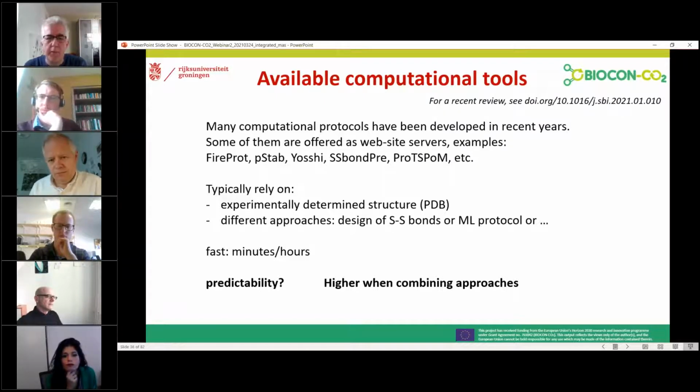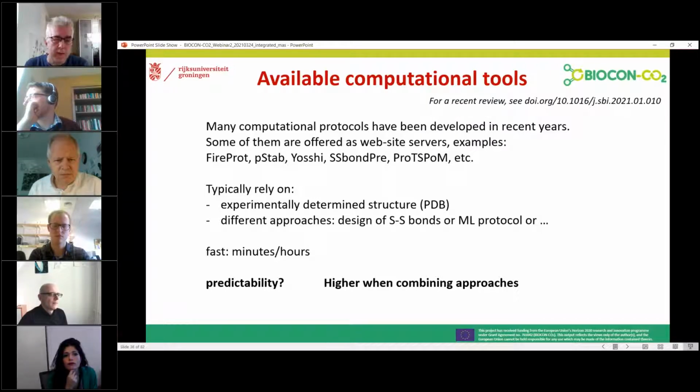I also added here a reference that is more complete on the website servers that are available by now. All these approaches have one thing in common. They need a protein structure to do the calculations, but they all have their own protocol, their own approach to calculate what is best to do to make a more stable variant. For example, SS bond pre is the server that will tell you where perhaps a disulfide bond will improve the stability. And the other servers will be based mainly on one approach.